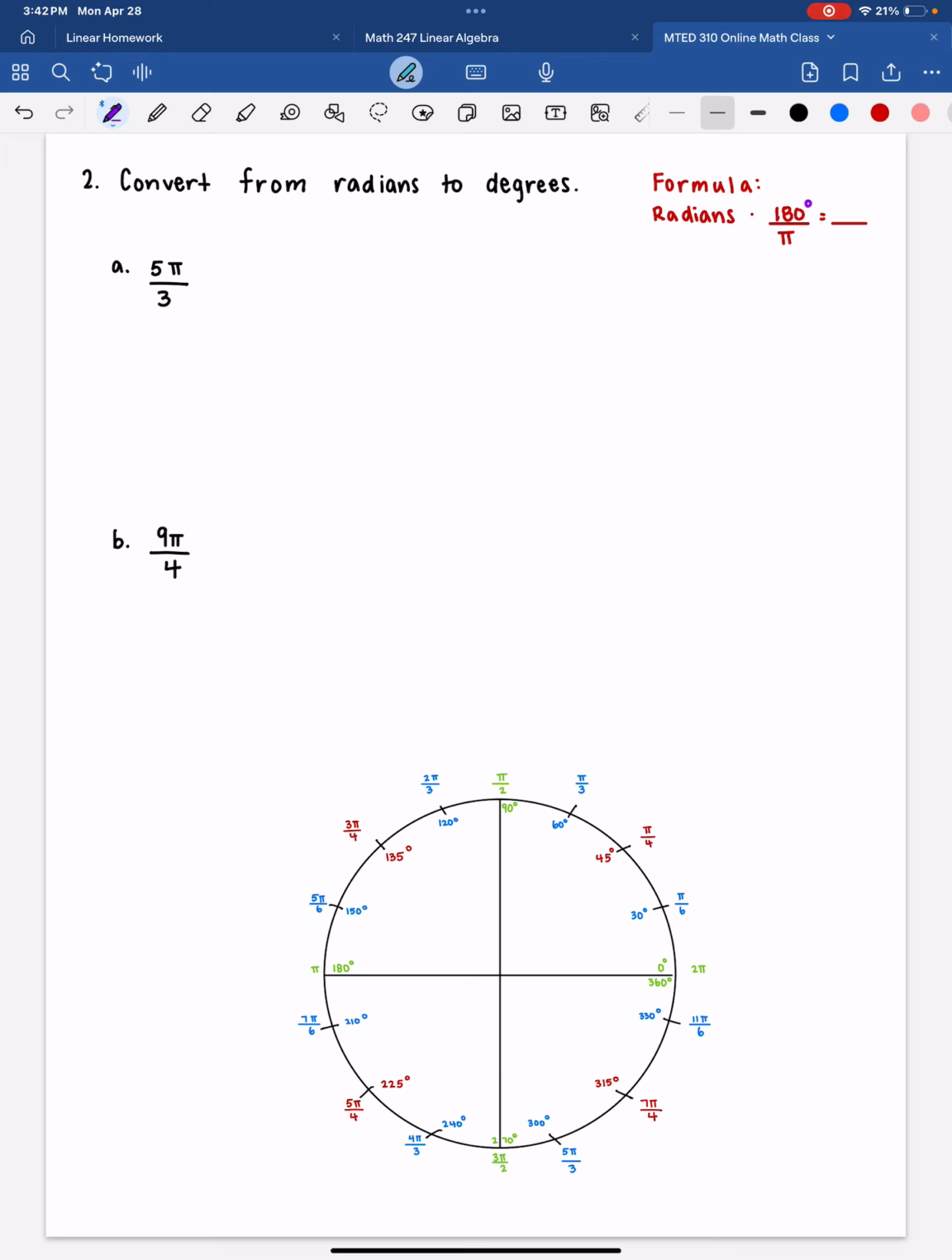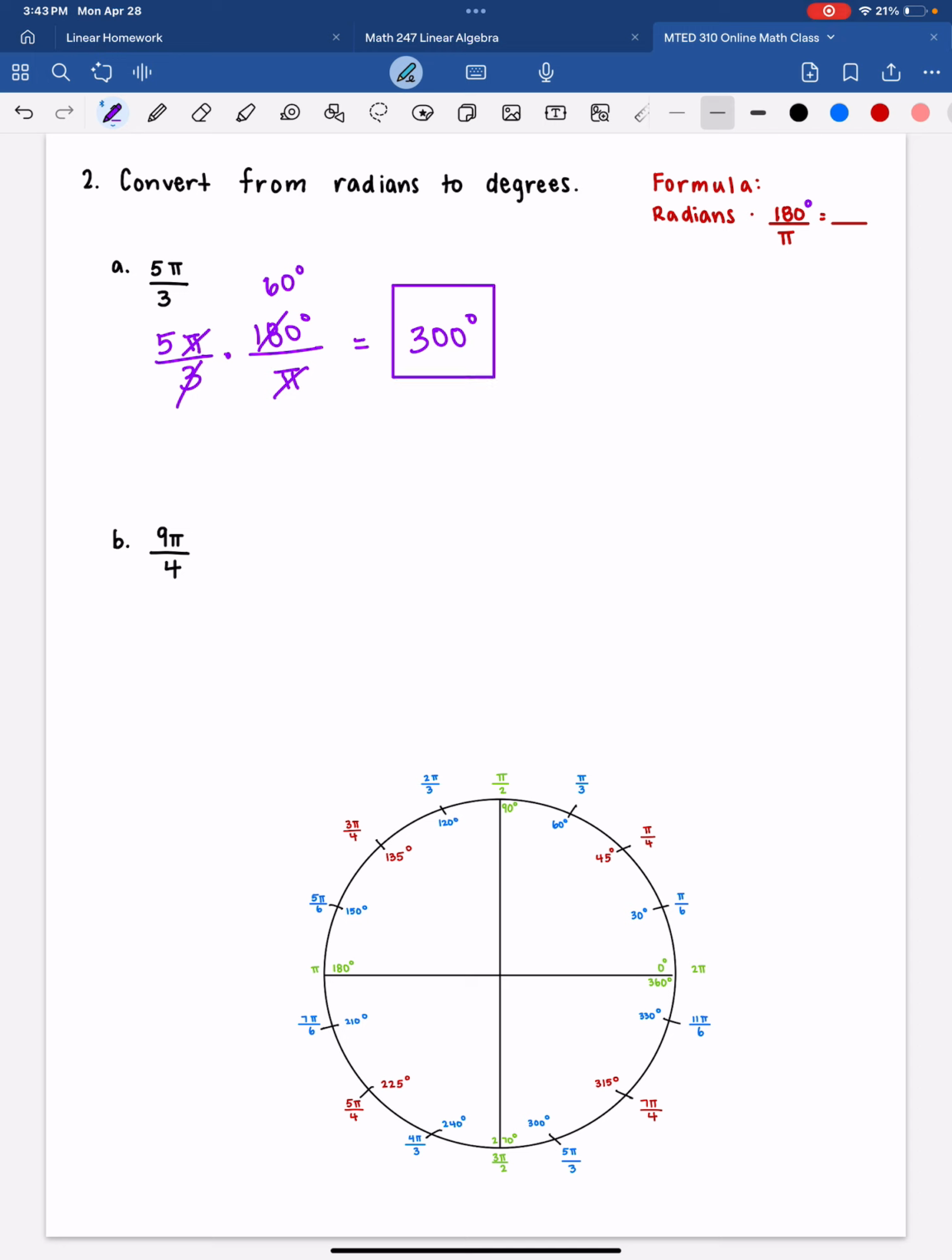Now, we're going to get started with 5 pi over 3, times 180 degrees all over pi. The pi's do cancel out, and as you can see, the 3 and the 180 have a common factor of 3, which simplifies to 60 degrees, since 3 divided by 18 is 6, and we just add the 0 from the 180. Now we can just multiply the 5 and the 60 straight across, which gets us 300 degrees.